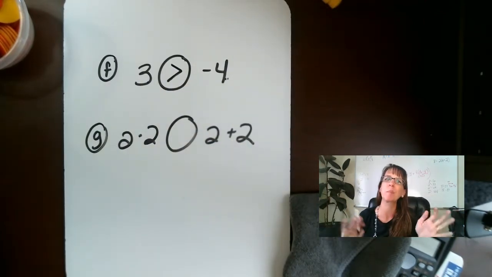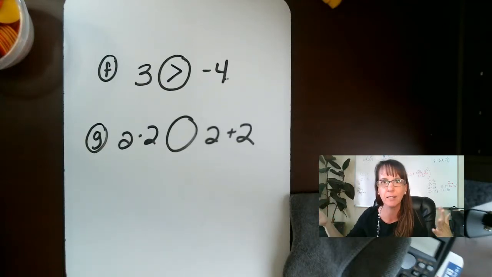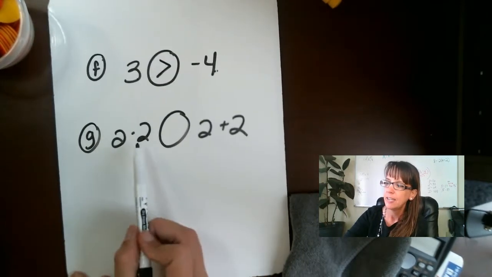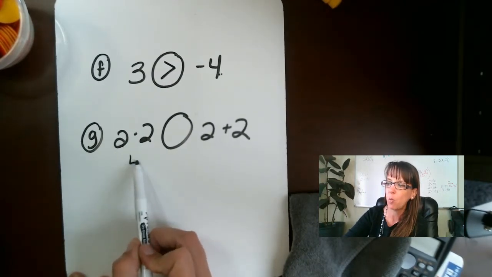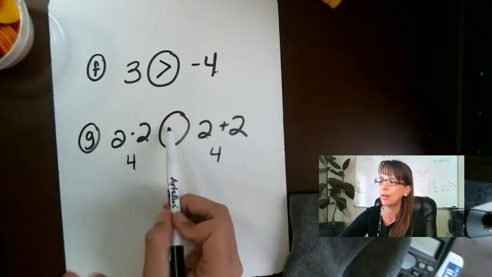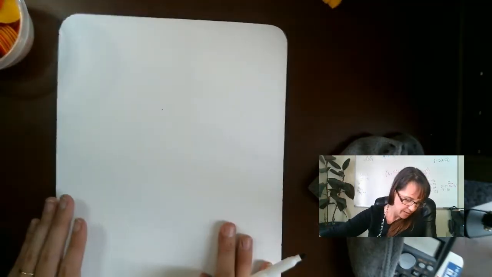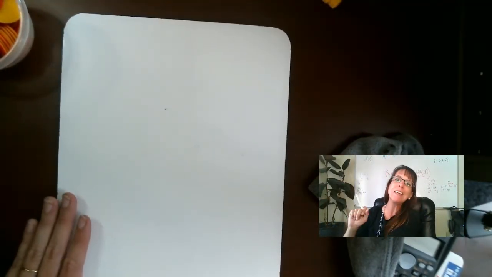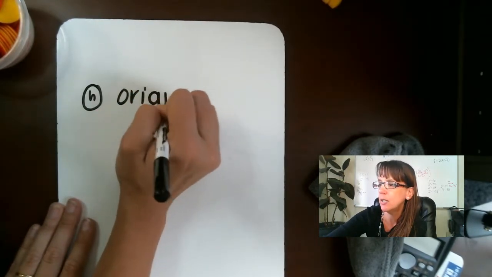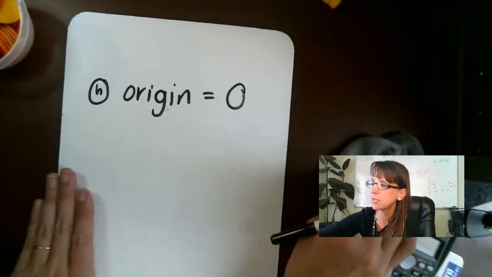And it's easy when we're comparing positives and negatives, right? You always want $3 in your checking account and not negative 4, right? Okay, so let's compare this next one. 2 times 2 is 4. 2 plus 2 is 4. So these are neither less than nor greater than, they are equal. All right, H. Where is the origin on the number line? Origin equals 0. That's where it's going to be on the number line.